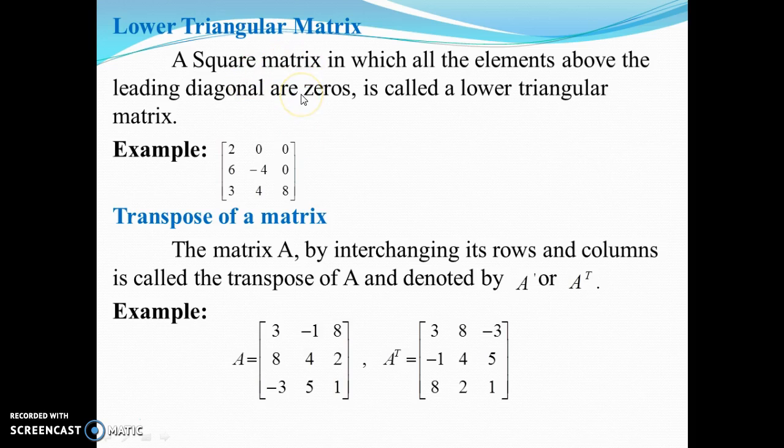Lower triangular matrix. In a square matrix, if the elements above the leading diagonal are 0, it is known as a lower triangular matrix. This is an example of a lower triangular matrix.